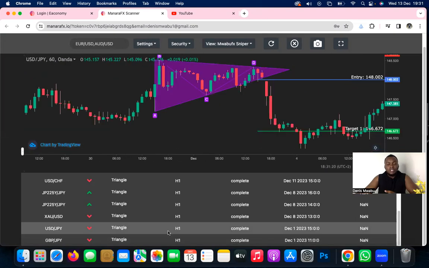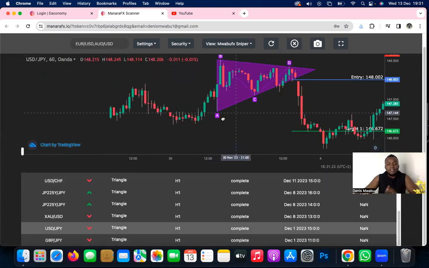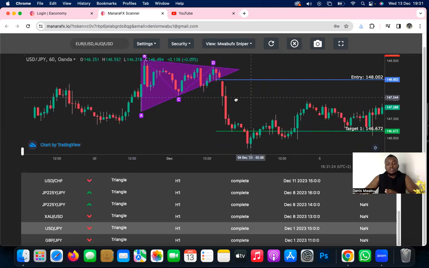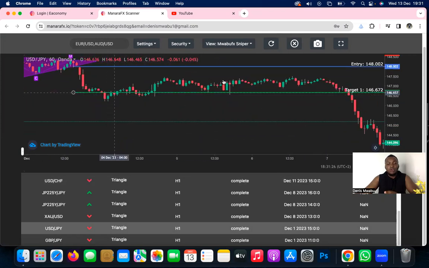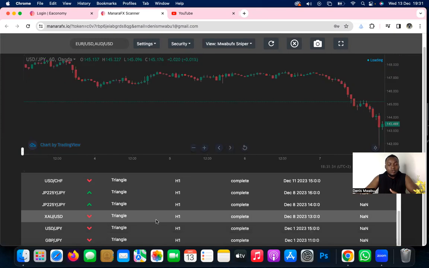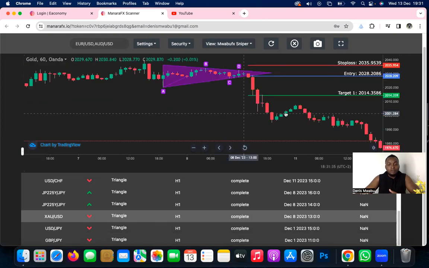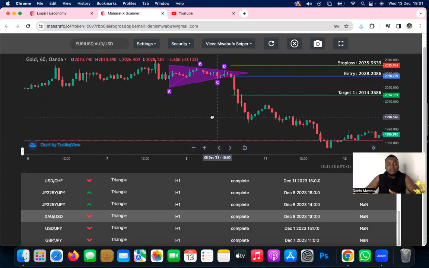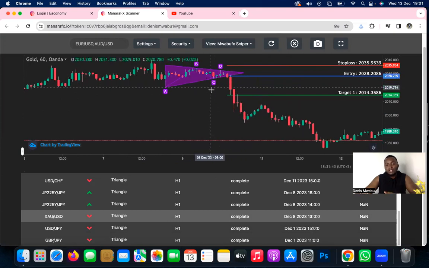You can see on USD JPY, it was still the same thing. This was the triangle, it broke. This was the entry, and you can see all this drop on USD JPY. You can imagine this is as soon as December 1st. So let's take a look at December 8th, which was gold. On gold, you can see that it was able to identify a 1 hour triangle break.